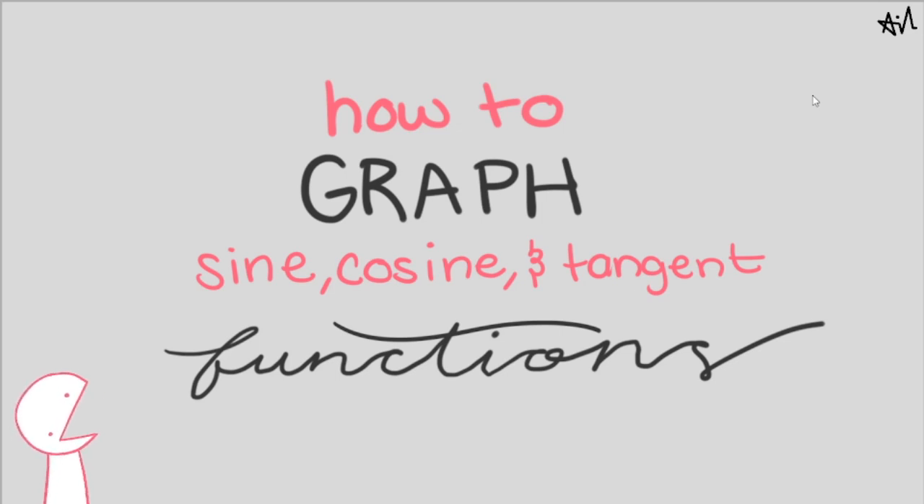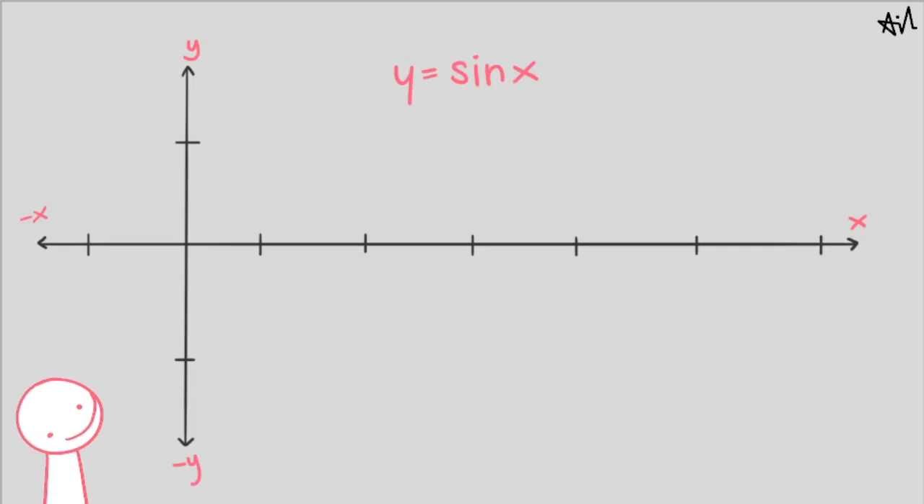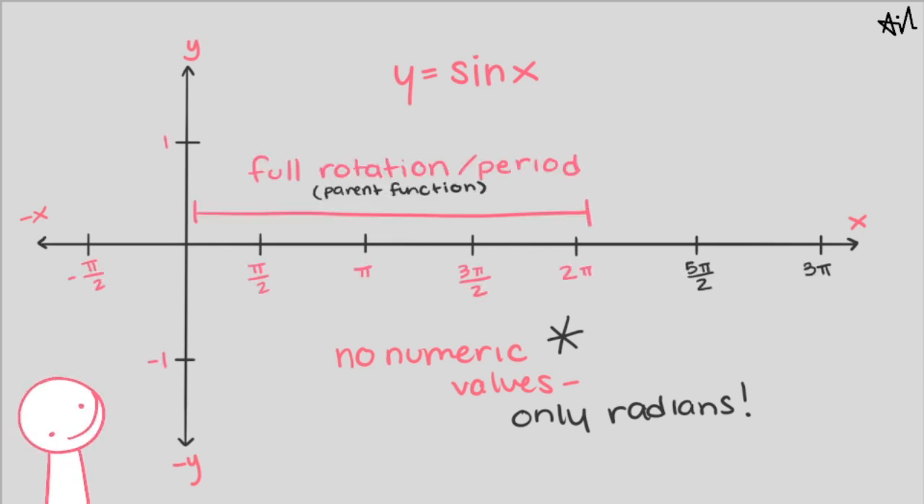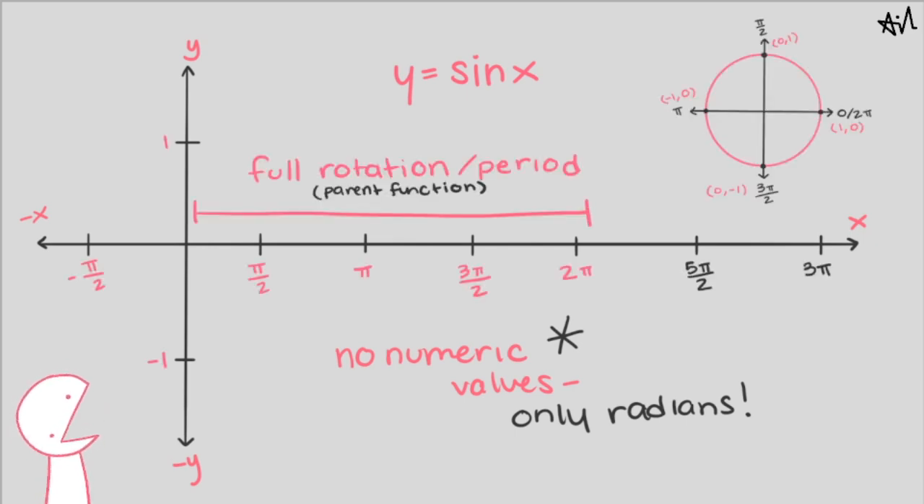Today we're going to learn how to graph sine, cosine, and tangent functions. Our first function will be y equals sine of x. And instead of using numeric values, we're only going to use radians. Now, first of all, we need to figure out the period and the amplitude.